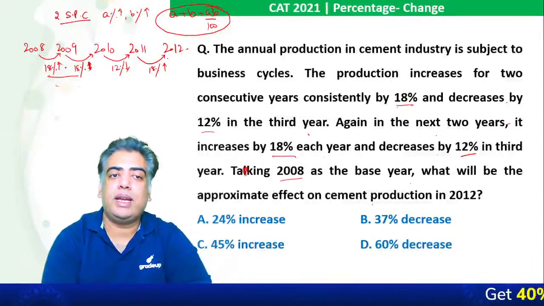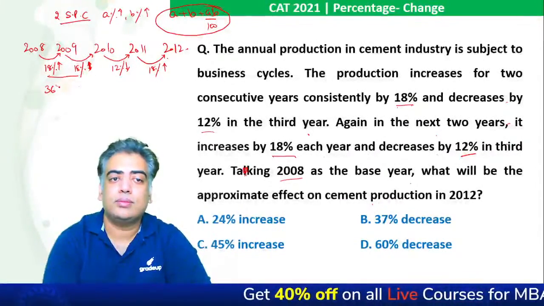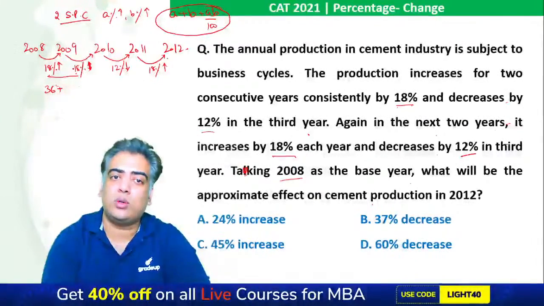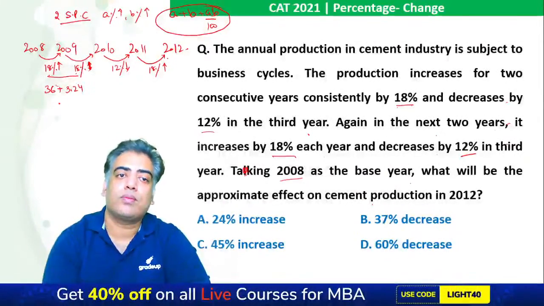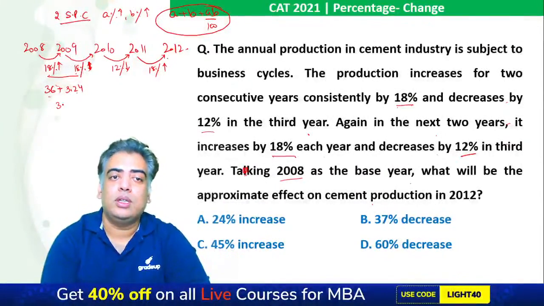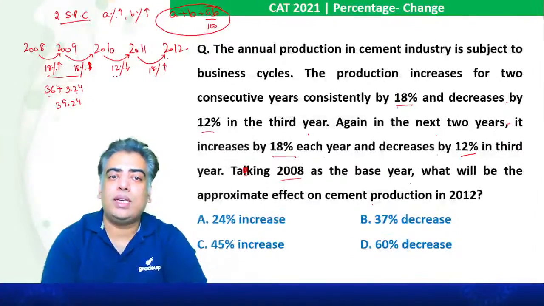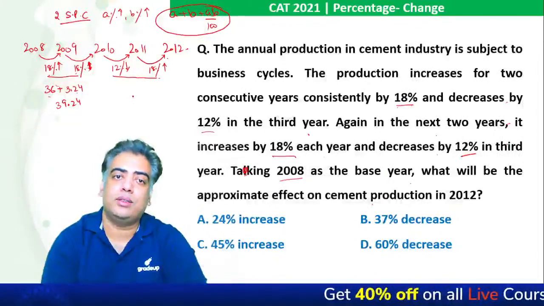So 18 plus 18 is 36. Plus 18 into 18, we know 18 square is 324. So it is upon 100, so makes it 3.24. So this adds up to 39.24. Let's apply the very same formula on these two as well.